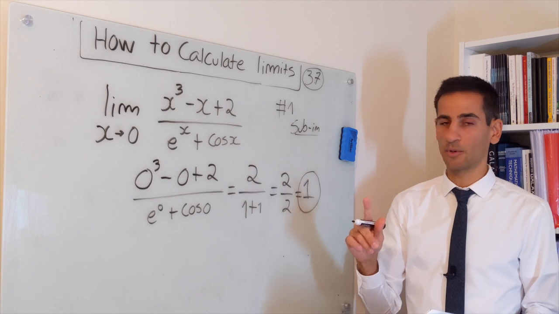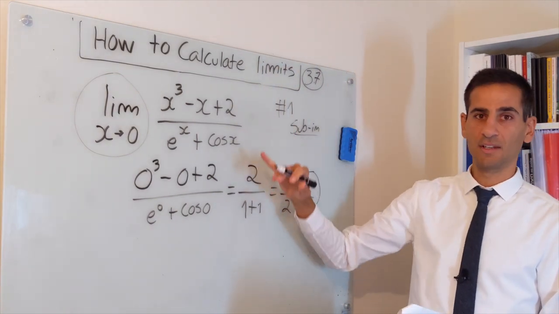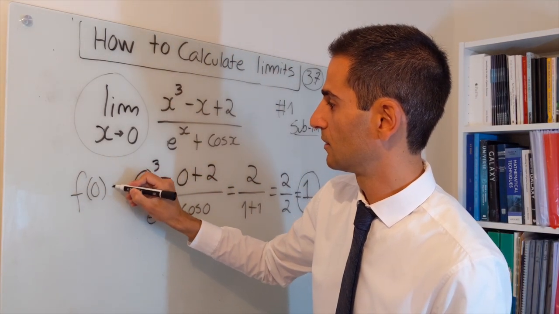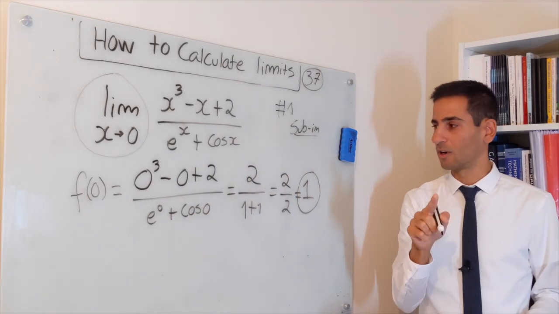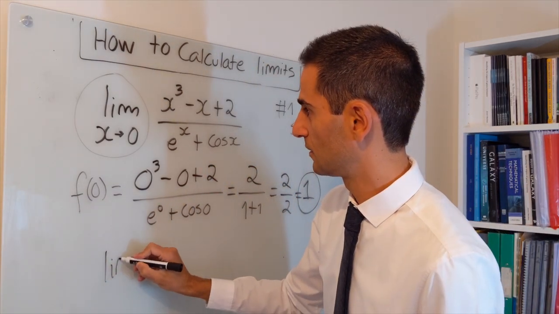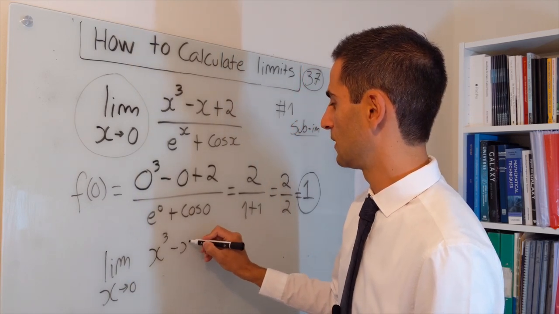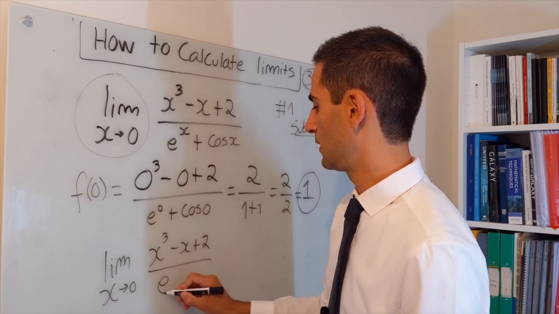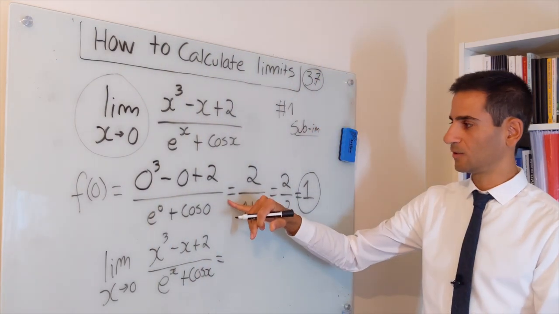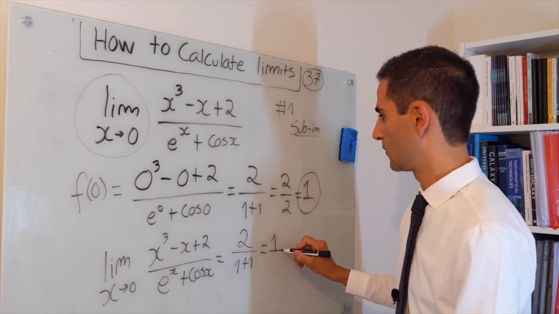The other thing that's really important is to never forget about this operator. In this case, I've actually calculated the value of the function at that point. So to actually get full marks, this would not be enough. What you need to say is that the limit when x goes to 0 of x cubed plus 2 over e to the power of x plus cos of x is equal to this value. So in this case, 2 over 1 plus 1 equals 1.